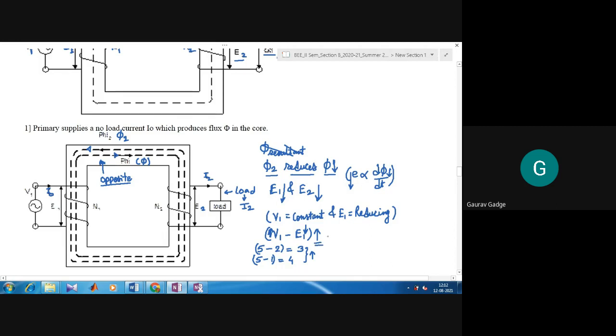अब V1 minus E1 अगर इंक्रीज होता है इसका मतलब क्या हो रहा है, पोटेंशियल difference increases. If potential difference increases, it means we get an increase in current, and that current is represented as I2 dash. So just see.